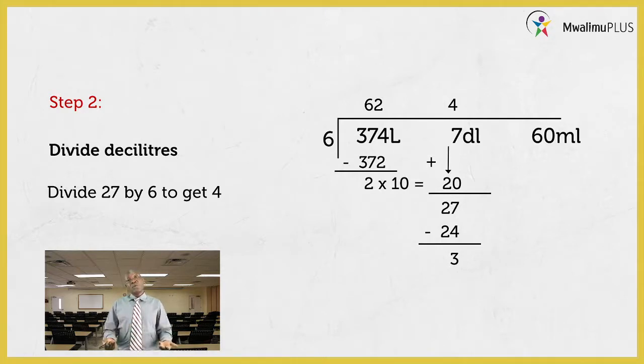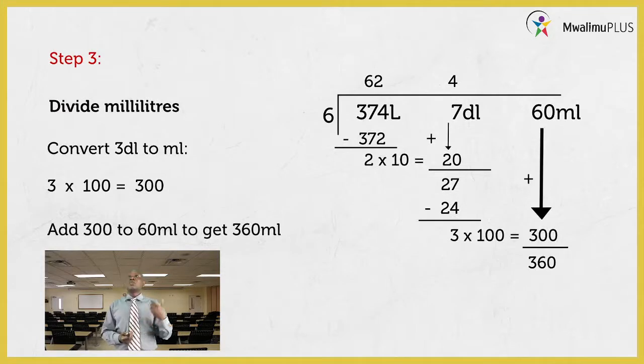What do we do with the remainder, learners? Yes, we convert 3 into ml. So when we convert 3 into ml, we multiply 3 by 100 to give us 300, good. So we have 300 and we have 60 on top. So we do addition. We add 60 and 300 to give us 360.